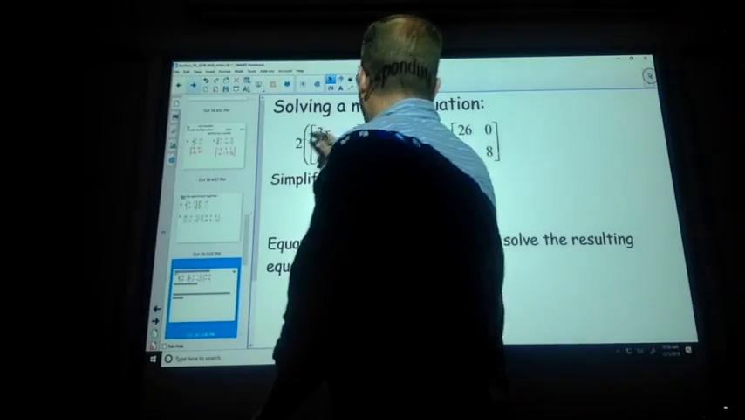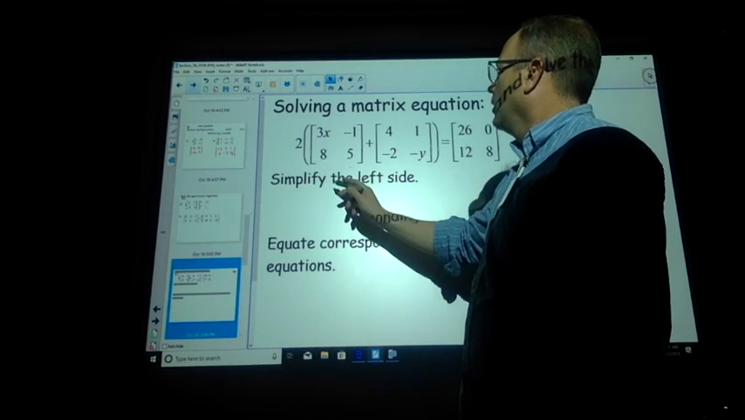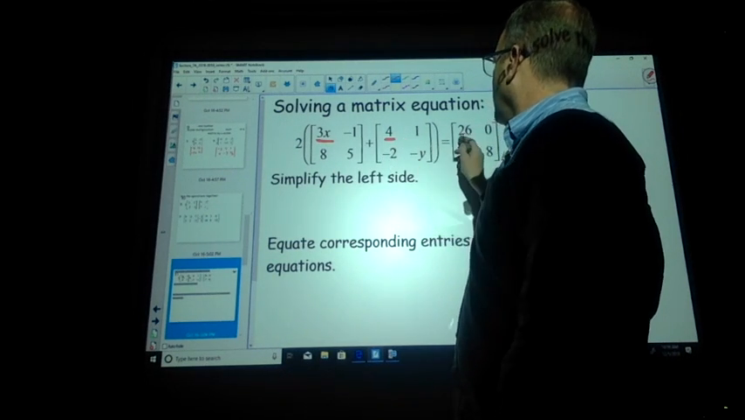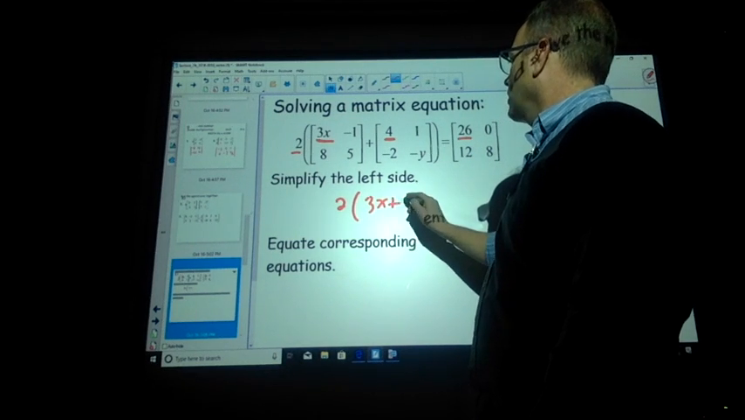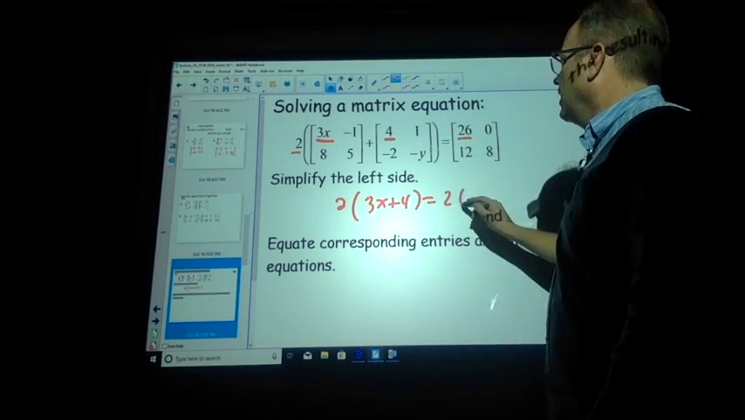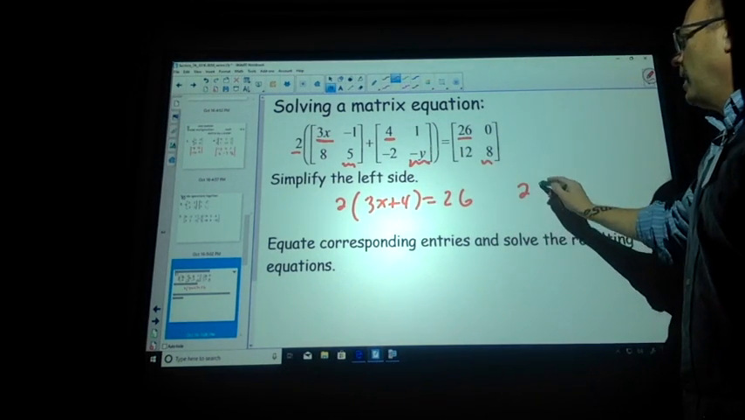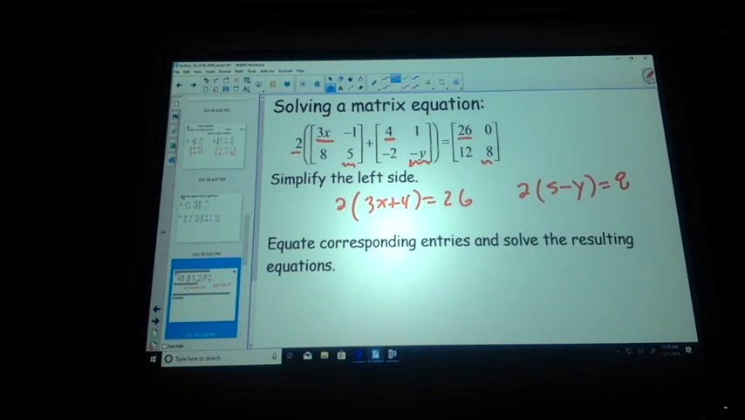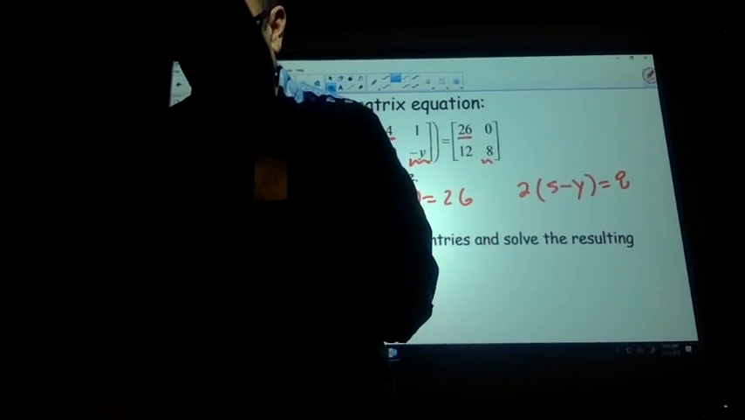Okay, so we have 2 times this quantity, agreed? What you should realize is this and this and this go along with that. So I have 2, 3x plus 4 equals 26. And then this and this and this go together. So I had 2 times 5 minus y equals 8. And that's just algebra 1. And then you would work that out.